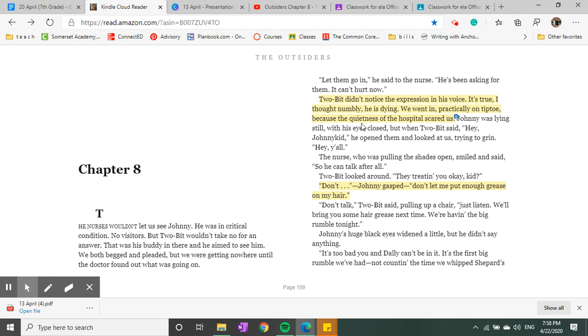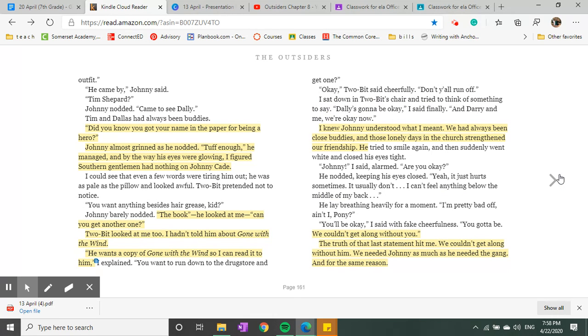It's talking about the quietness of the hospital, and how they went in on tiptoe. And then we have this section on his hair. You can talk about that. We've talked about his hair. Hair is a symbol of something, and I want you to guess if you're going to do that one. But I'll just tell you, it would be their identity. It's who they are. That's why when they cut their hair, it was so sad, because they're greasers. So their hair is really important.